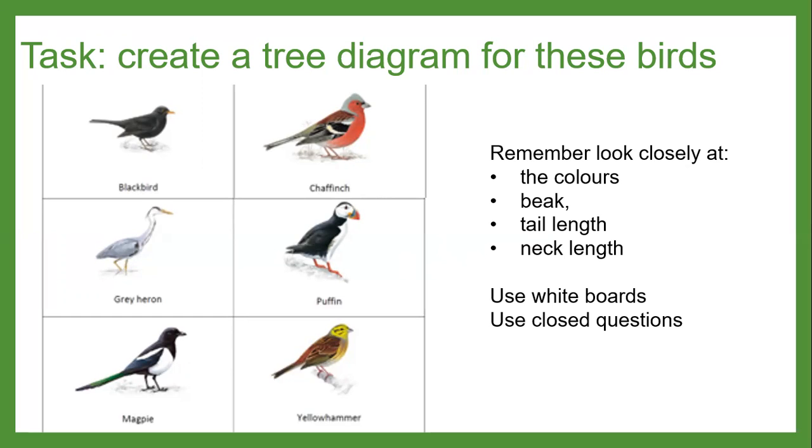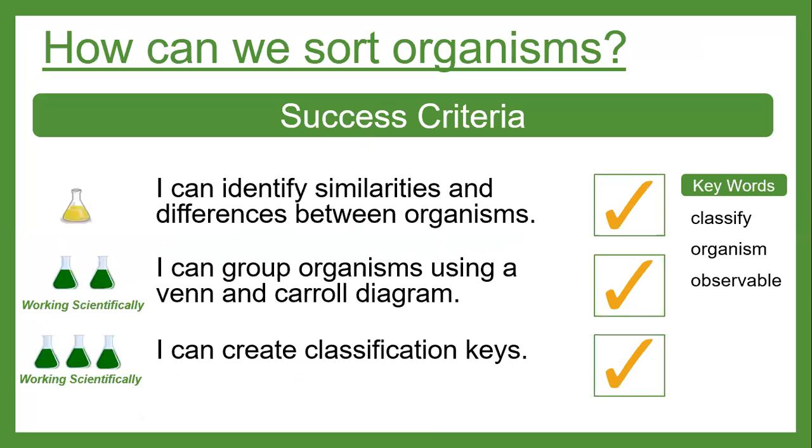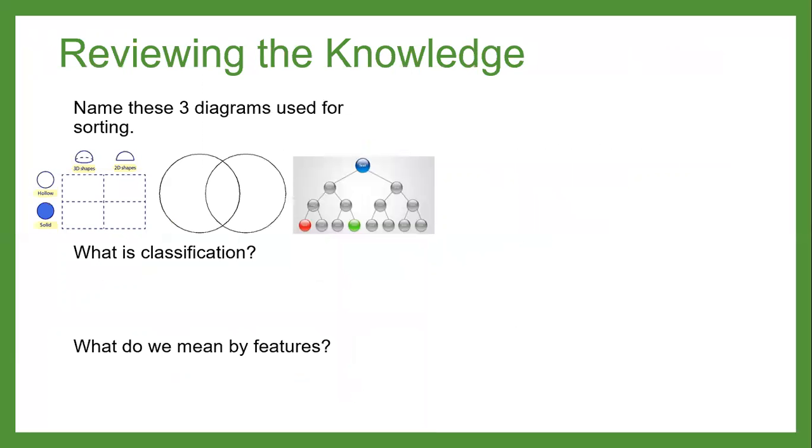Well done. Thank you for coming back. Hope you've completed the activity so far. Let's continue with the rest of the lesson. So now let's have a look back at what we've done. So far we've identified similarities and differences between organisms. We've been able to group organisms into Venn diagrams and carroll diagrams, and we've created a classification tree using the tree classification. Okay, so let's review our knowledge.